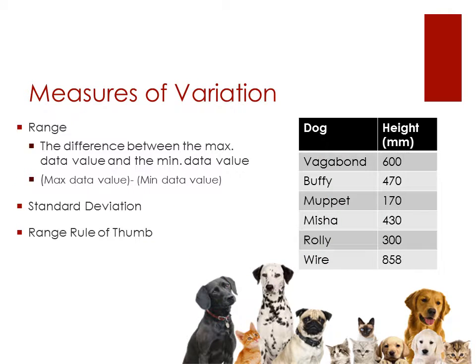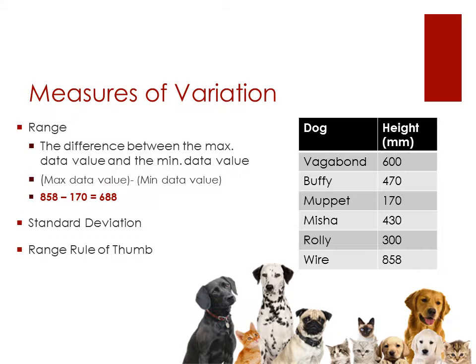Alright, the first one we're going to look at is the range. It's pretty straightforward. It's the difference between the maximum data value and the minimum data value. So looking at our data set here, we take our maximum data value, subtract our minimum data value, and that's going to give us our range. So take a moment and work through that yourself, and then when you've got your answer, let's move on to the next slide and check it together.